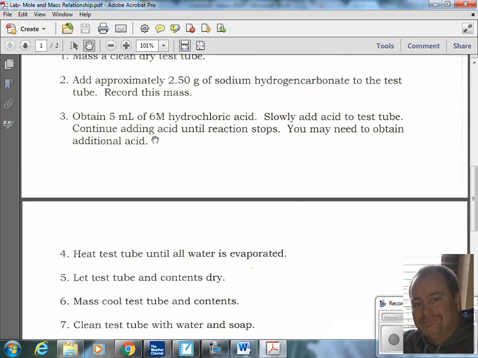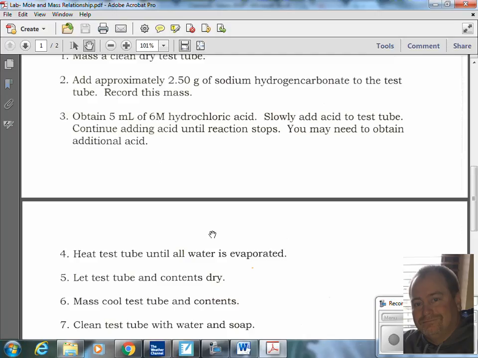So what has happened here? We've taken the hydrochloric acid, we've slowly added it to the test tube to get to 2.50 sodium hydrogen carbonate, and we have the carbon dioxide given off. Once all that bubbling has stopped, then you're going to heat the test tube. The reason being is we need to drive off all of the water.